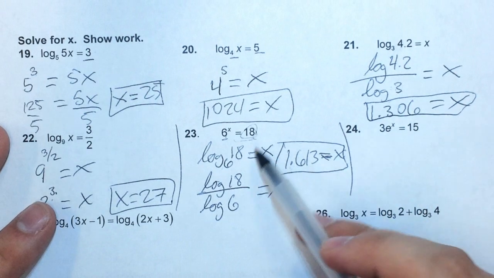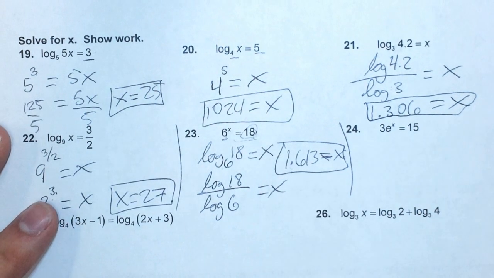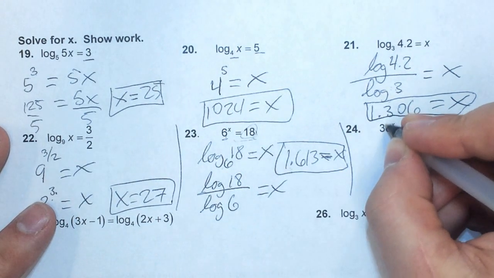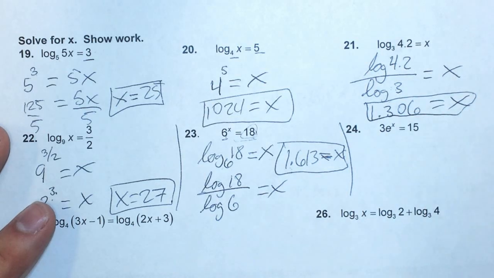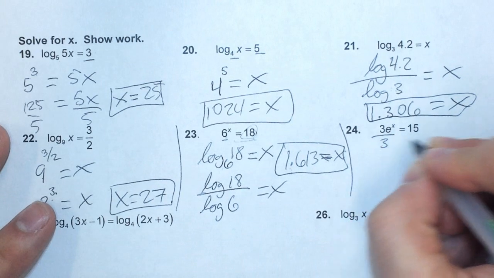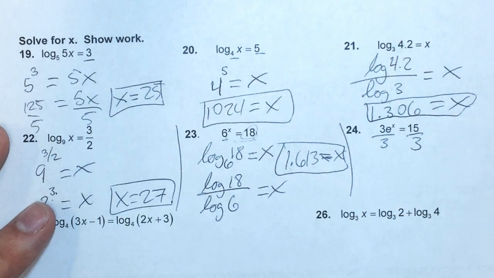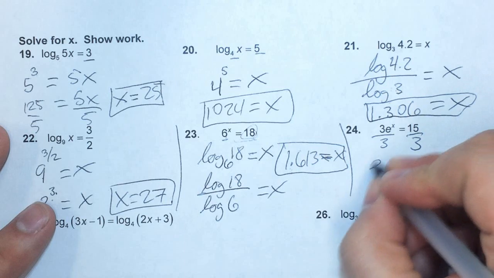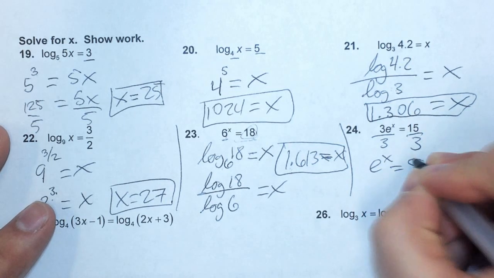This one's really similar to the last one we did. The only thing is you have to be careful. We got to get rid of any coefficients that we've got going on with an exponential equation before we convert it to a logarithmic equation. So to do that, I'm going to divide by 3. Okay? So I'm going to divide by 3. So that's e to the x equals 5.